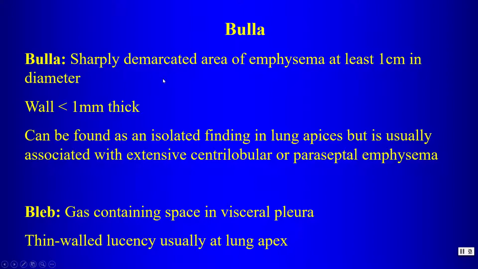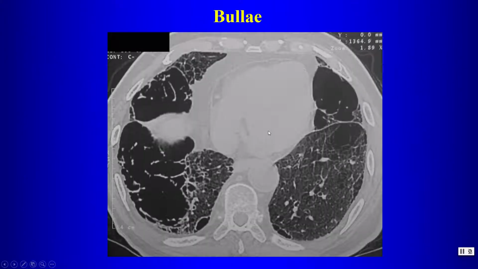Well, a bulla is a sharply demarcated area of emphysema, at least 1 centimeter in diameter, has thin walls, and is very commonly found in the lung apices, but is usually associated with extensive centrilobular or paraseptal emphysema. A bleb is a gas-containing space in the visceral pleura. It's a thin-walled lucency, usually at the lung apex, and I will tell you, you cannot always differentiate a bleb from a bulla. So these are obvious bullae in this patient with emphysema, so no problem with that.